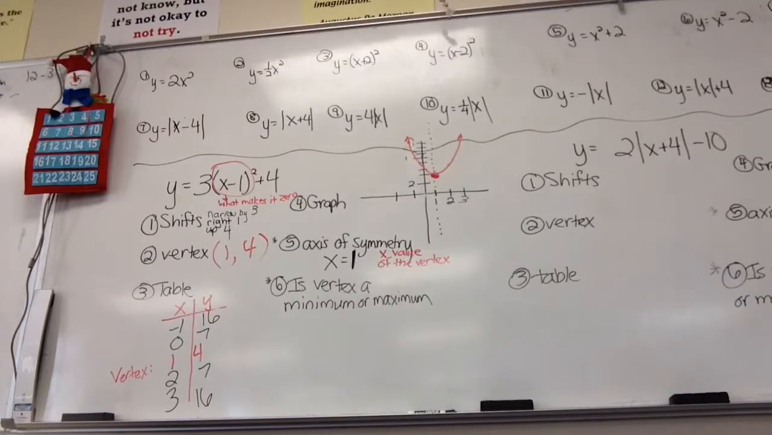Okay, so my next question I'm asking is, is that vertex a minimum? What's minimum mean? The least amount, the bottom, or is it the maximum? It's the minimum?